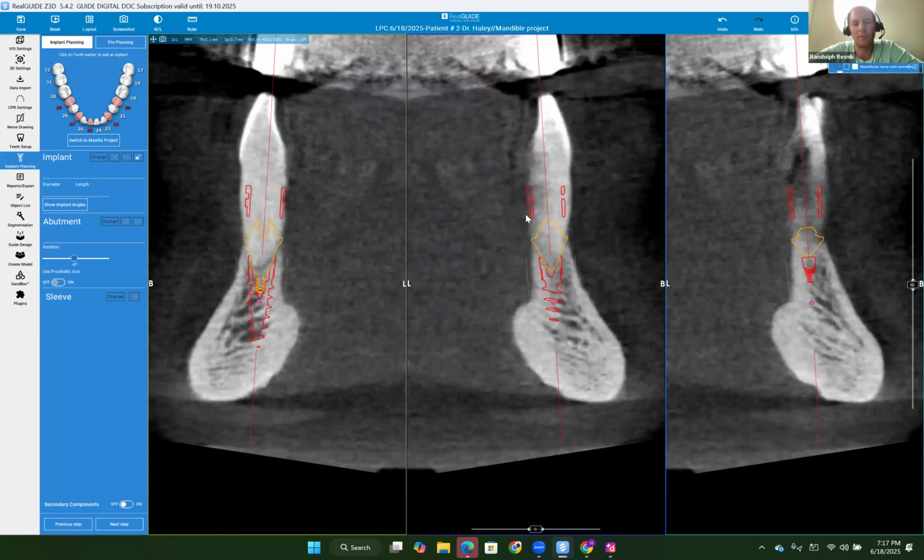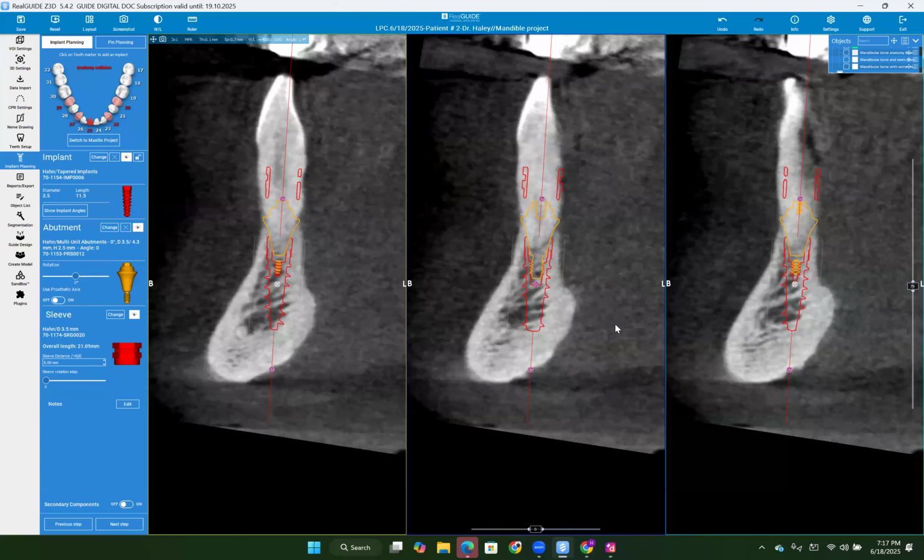In terms of doing this case, you wanted to do an immediate load, Dr. Haley, if we're able to? I think that's kind of what the patient's expecting. I know when he had his top done, he was under general anesthesia.